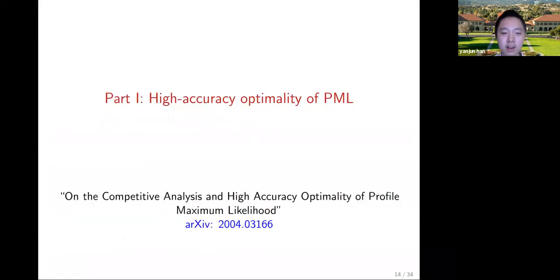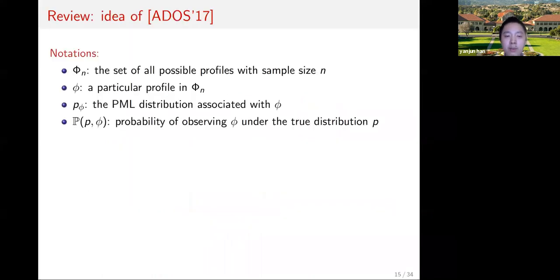Maybe we could move on to the first part, that is to show the upper bound, or the high accuracy optimality of the PML approach. The materials of this part can be found in the following paper available on arXiv. Before we present our argument, let's first review the idea in the paper by Acharya et al. in 2017.